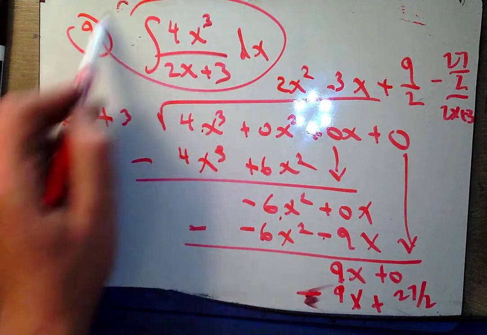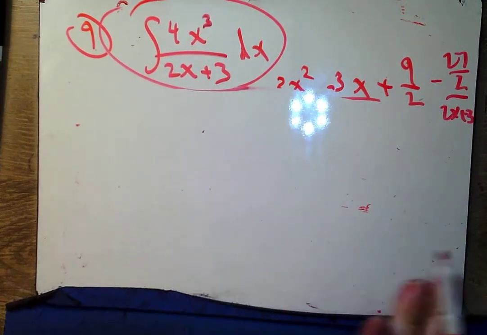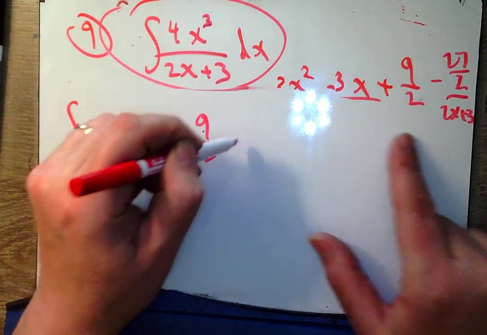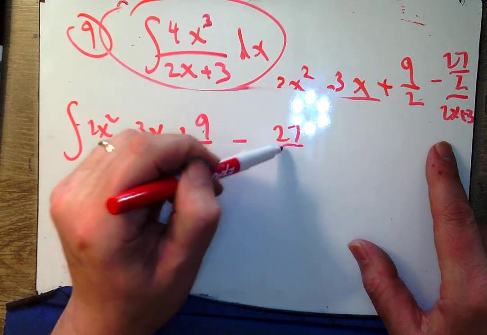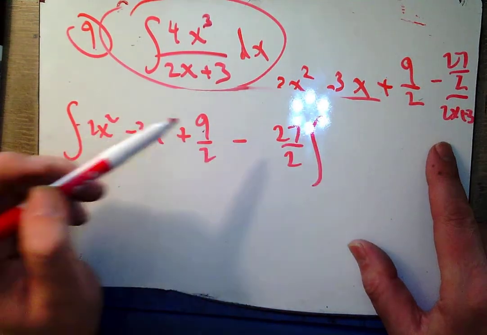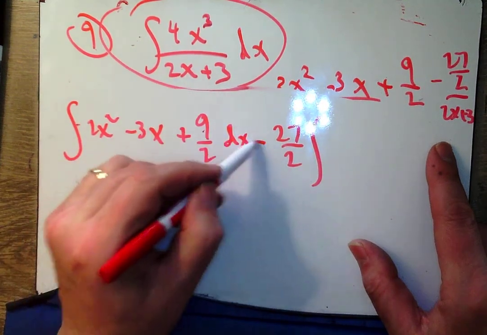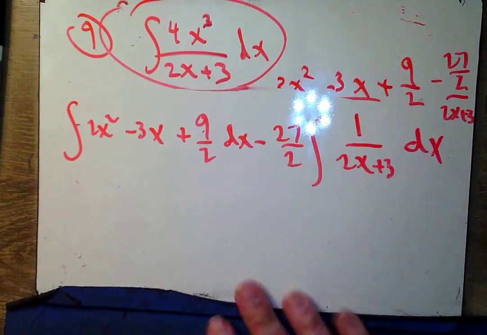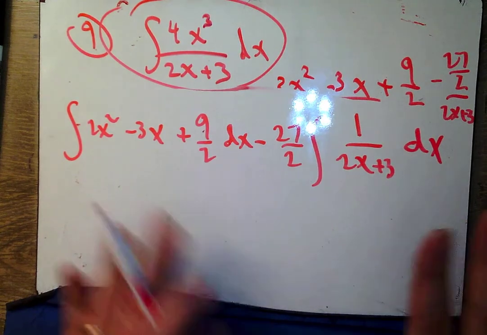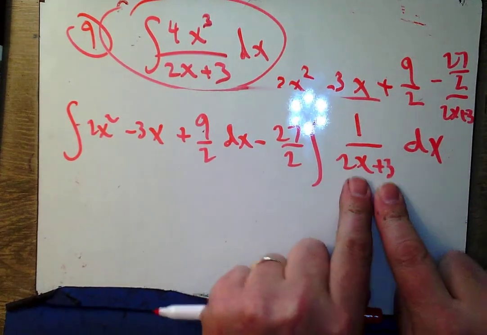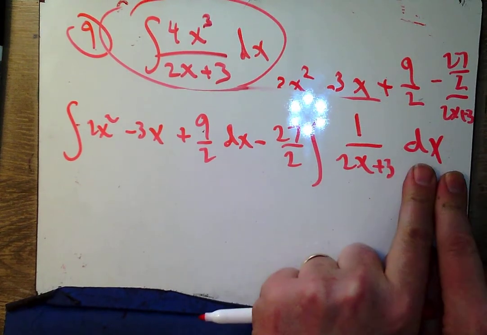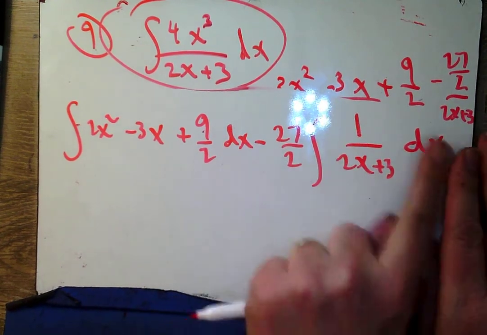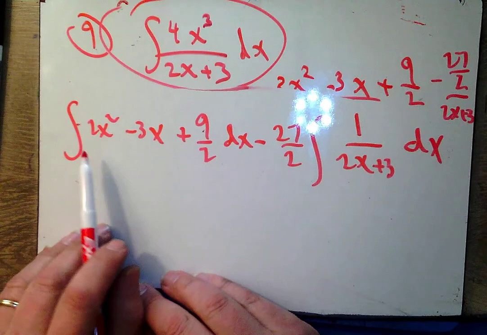All right, so this thing that I couldn't integrate is now going to turn into the integral of 2x squared minus 3x plus 9 halves, minus 27 halves times the integral of 1 over 2x plus 3 dx. And the reason I'm splitting this into two integrals is because I'm going to do a u sub here, and that'll tell me something about dx. If I apply this work to the rest of the problem, suddenly the rest of the problem is wrong.